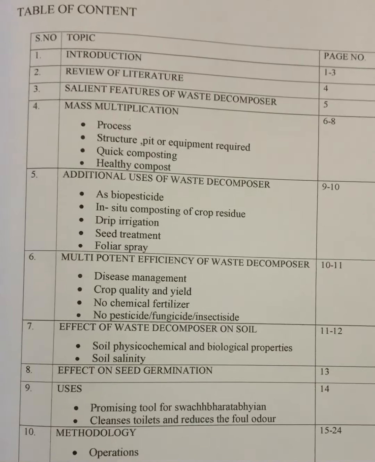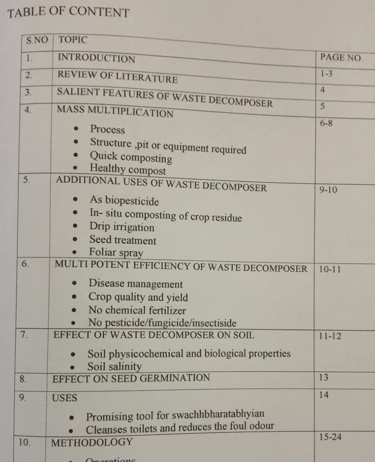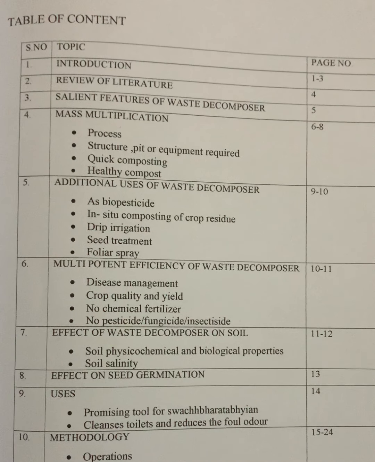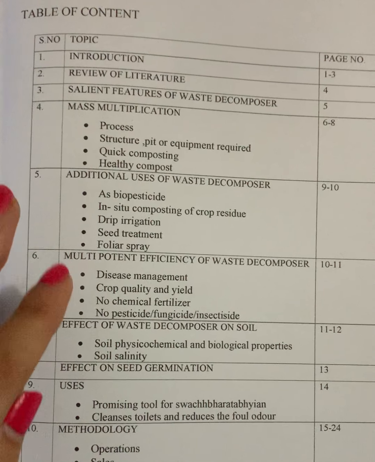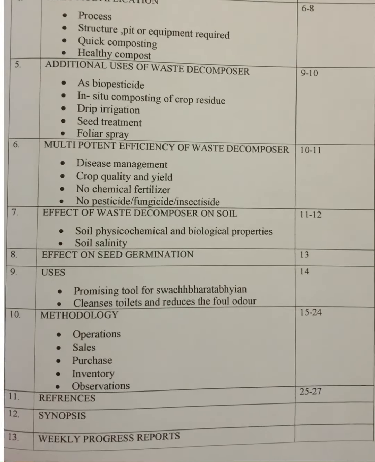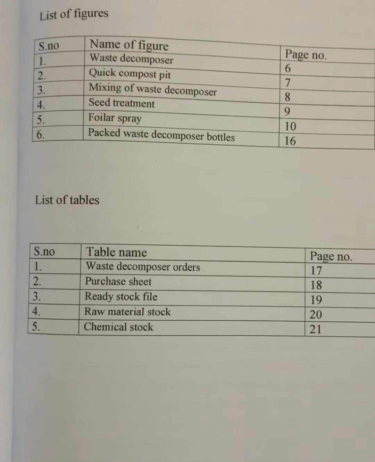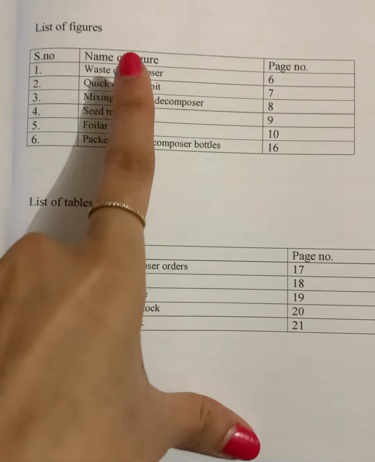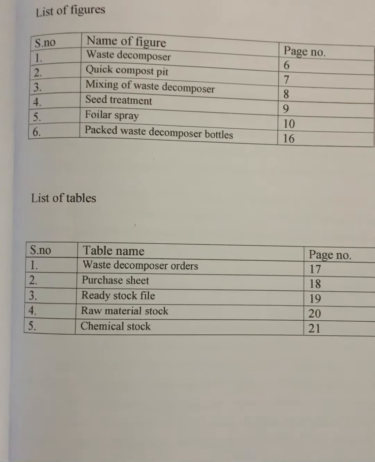Now comes the table of contents, that is very important. The sequence of your work is very important, starting with the introduction and then your review of literature, and then all the topics which you have covered in your report should be clearly specified in your table of contents, that is your index. It includes the references, your synopsis, and the weekly progress reports as well. The next important thing is the list of figures and the list of tables which are there in your report. You have to mention them along with their specified page numbers. So this was the formatting of pre-pages.